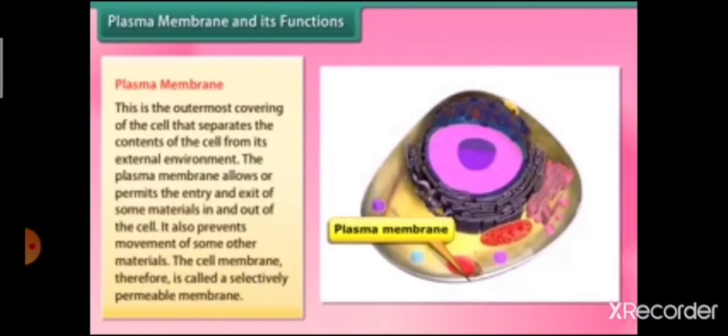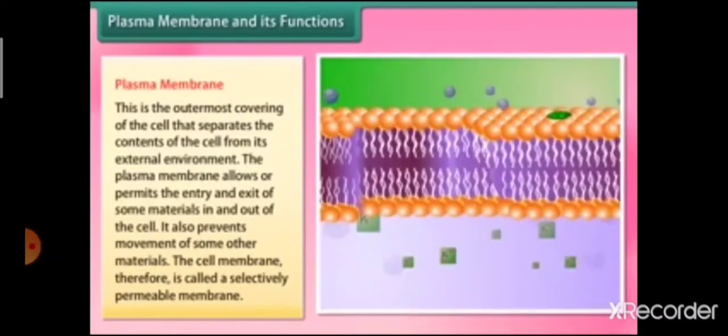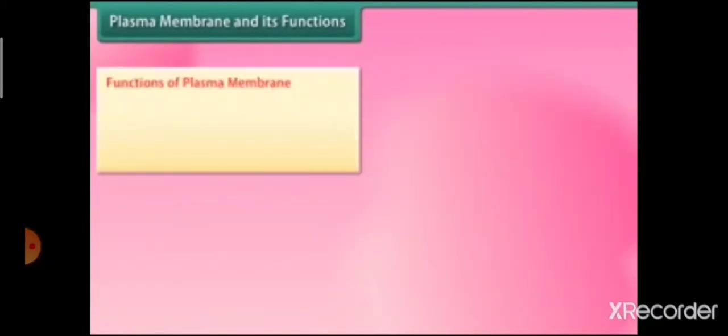Now what is plasma membrane? It is the outermost covering that separates the content of the cell from the external environment, and it is responsible for the entry and exit of some materials. So it allows some materials to enter and it allows the exit of some materials. And this membrane is also called a selectively permeable membrane.